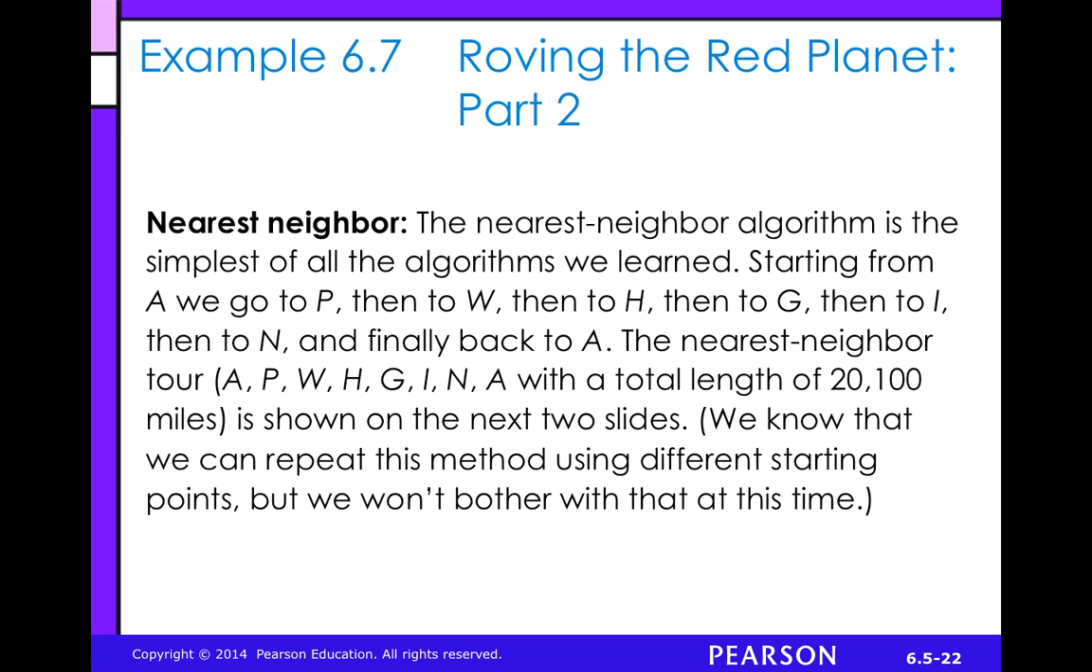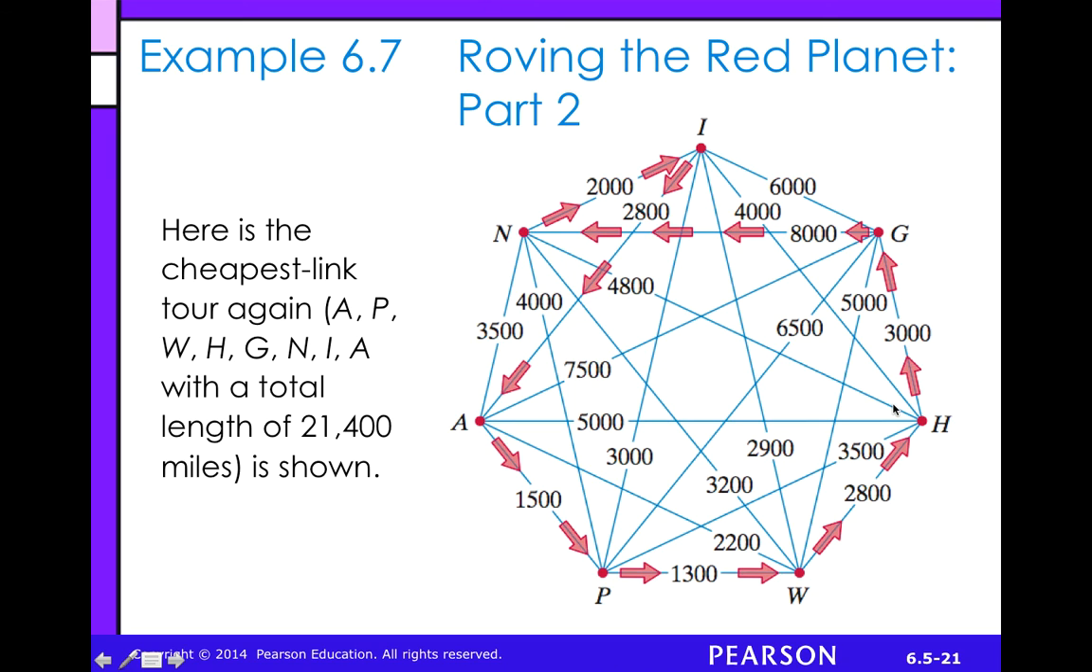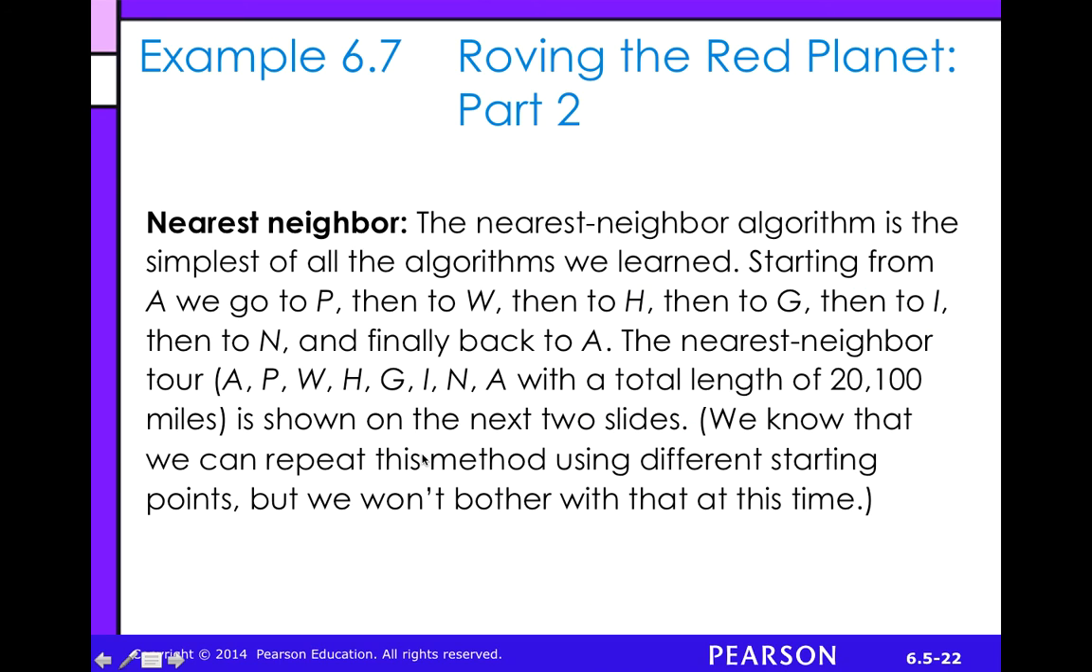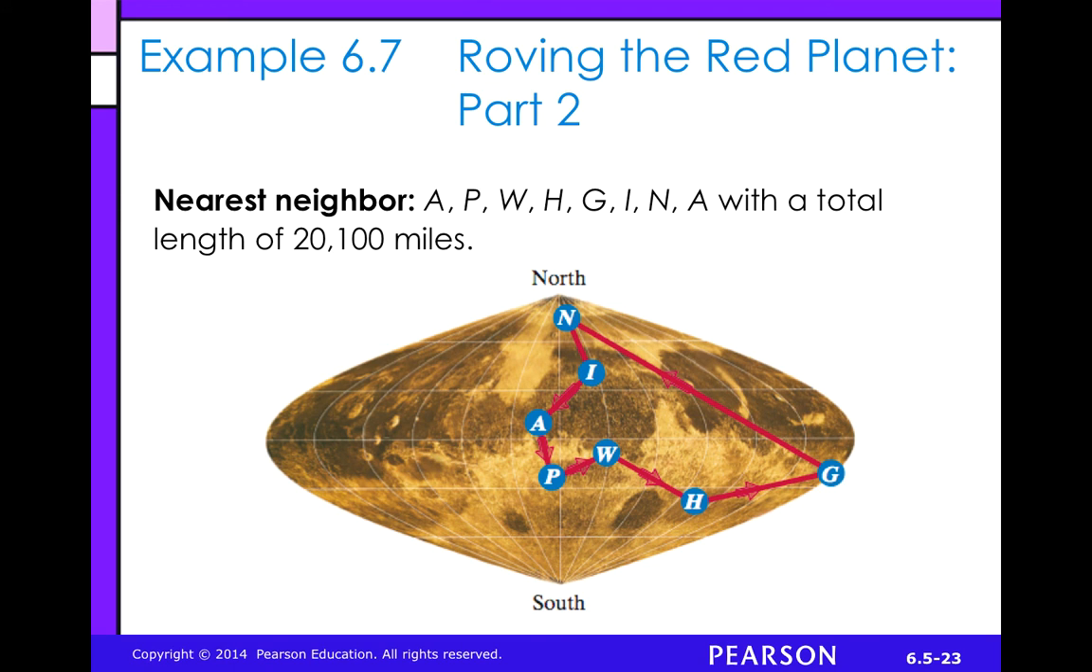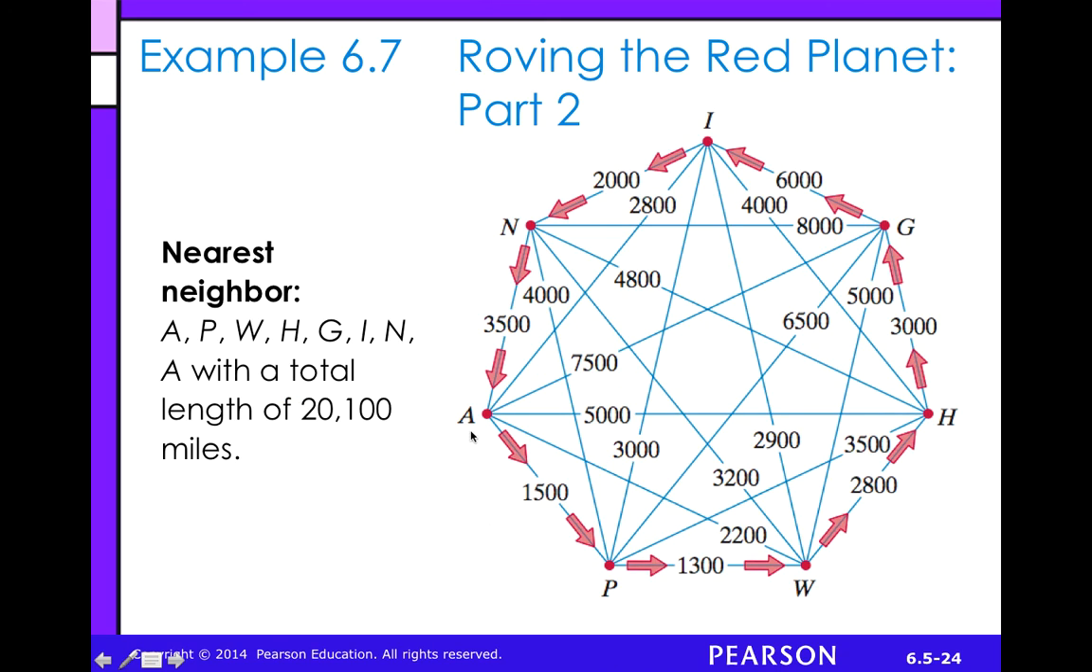Okay. So if we do that, you can verify this yourself. You'll get a total path of 20,100 miles. So compare and contrast that with 21,400. The nearest neighbor saved us, what, 1,000 miles, basically 1,300 miles. That's pretty good. And here's what it looks like. Yeah, it just goes around the outside here.